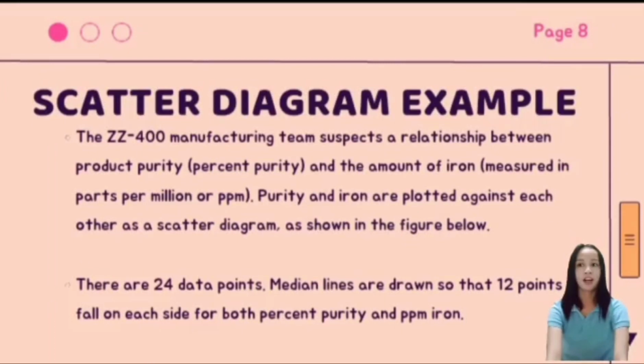The ZZ400 manufacturing team suspects a relationship between product purity, or percent purity, and the amount of iron measured in parts per million, or ppm. Purity and iron are plotted against each other as a scatter diagram as shown in this figure. There are 24 data points. Median lines are drawn so that 12 points fall on each side for both percent purity and ppm.